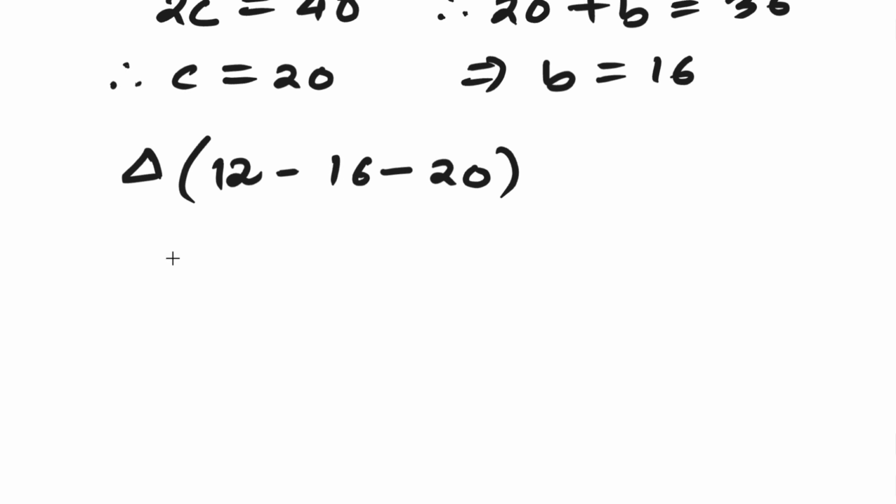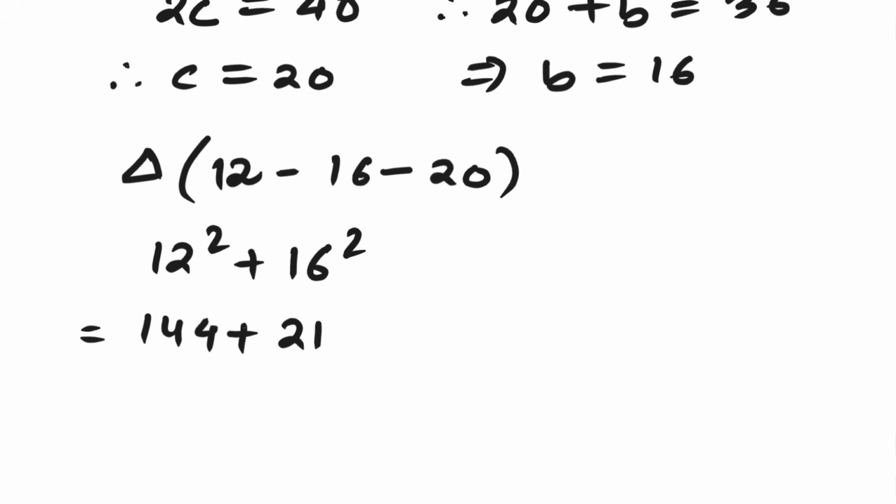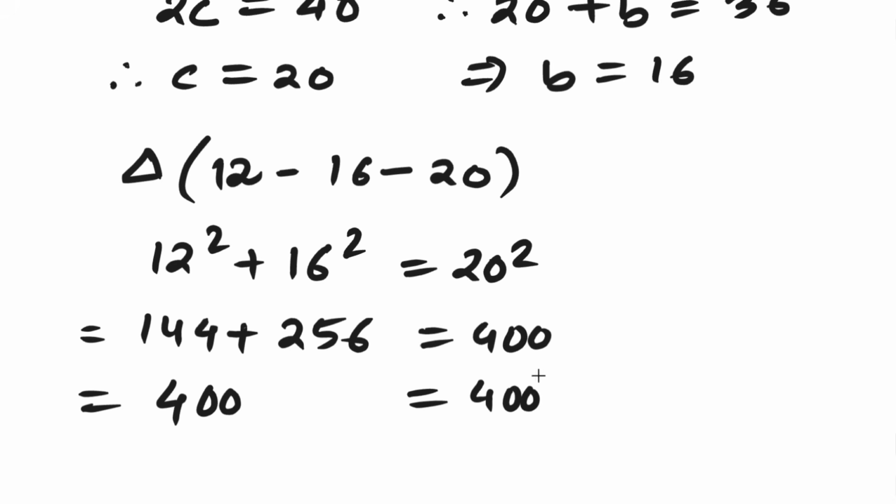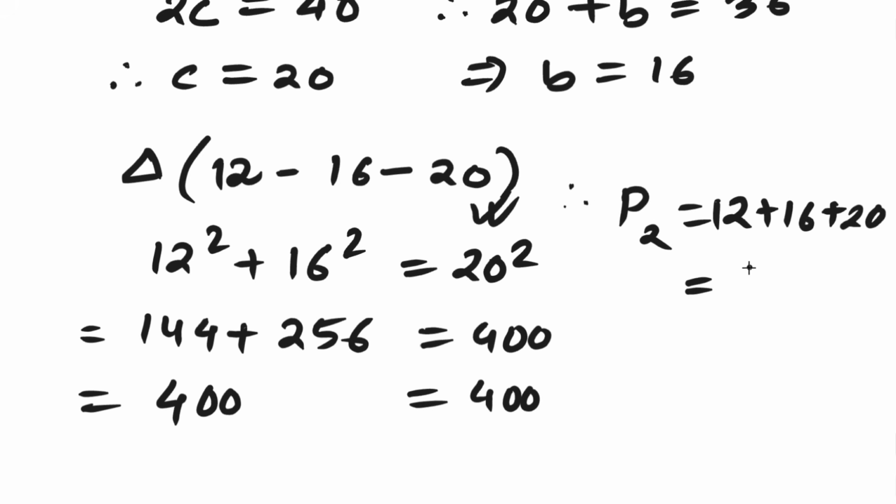Checking quickly. 12 squared plus 16 squared equals 144 plus 256, which equals 400. 20 squared is also 400. So, this solution is correct. The perimeter becomes 12 plus 16 plus 20, which equals 48.